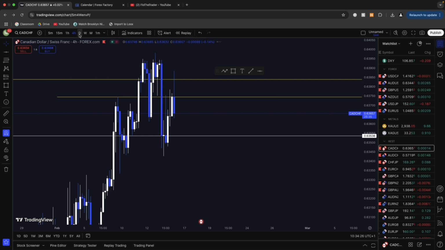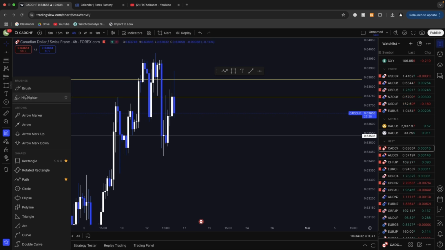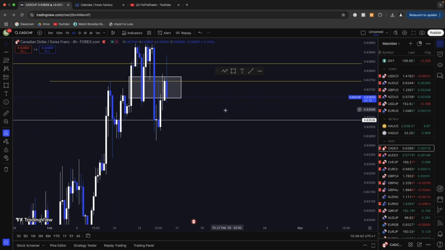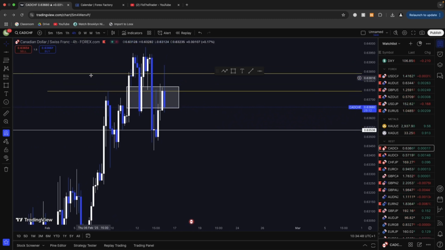So we were expanding on the 4 hour. We failed to continue higher off of this fair value gap right here. That's also something I'm going to go over. Fair value gaps. We failed to continue higher. I mean, we did continue higher, but we chose to sweep this high instead of continuing higher, so that's a sign. And on the 4 hour, we started seeing some movement lower.